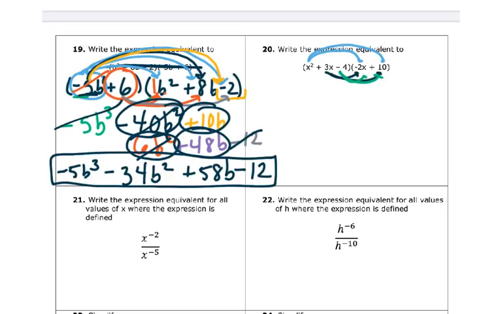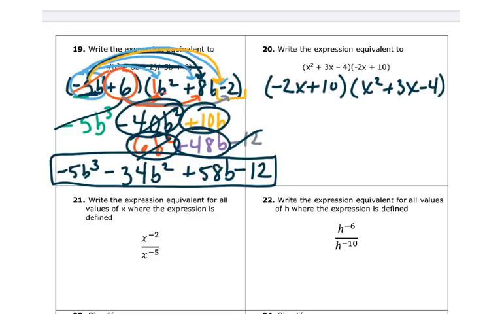Not that this is much prettier, but I highly suggest, rewrite it negative 2x plus 10 times x squared plus 3x minus 4. It's very useful. Put that 1 there, put 1 here, put 1 here. X without an exponent is just an invisible 1, so just put a 1 there. Okay, so go ahead and try number 20. Same idea, not too difficult.